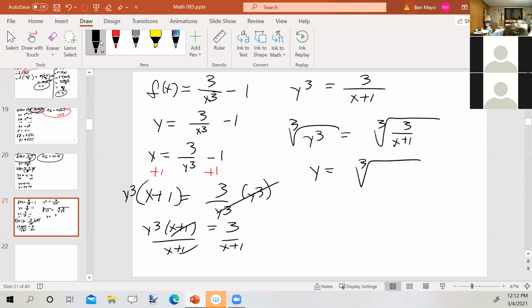So we get this. Now we've solved for y. So f inverse of x equals the cube root of the quantity 3 over x plus 1. Okay. So again, when you take an even root of both sides of an equation, you put the plus or minus. When you take an odd root, you just get what it is.